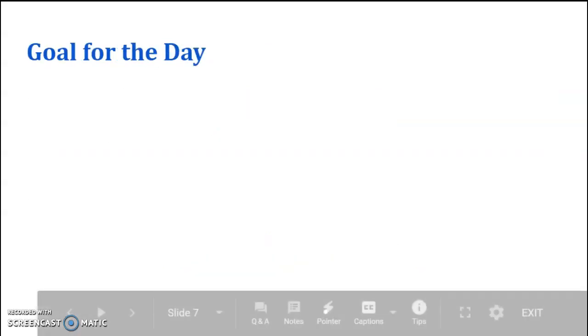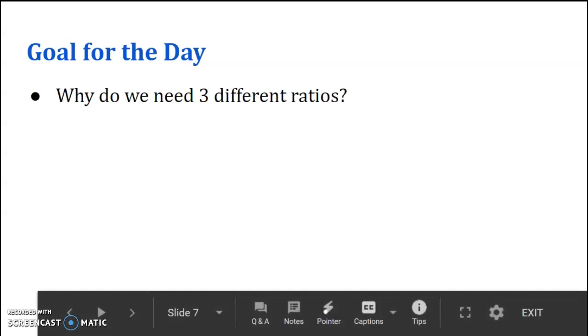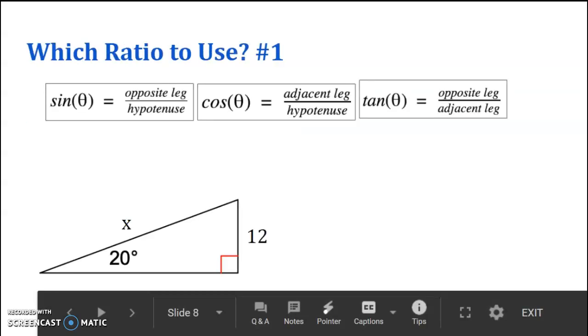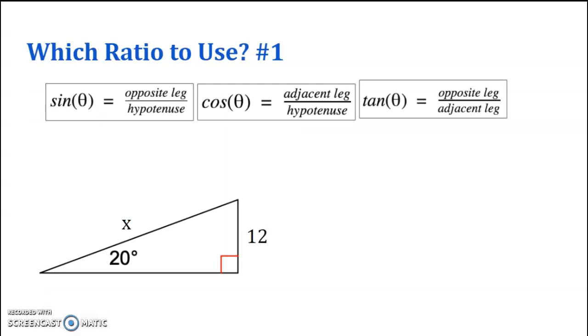So what are we doing today? We are going to talk about why we need 3 different ratios and how we use them flexibly. To begin, this is just a quick recap again of the last lesson.